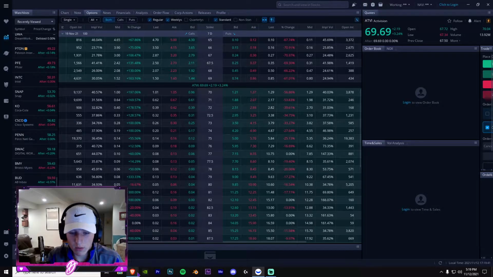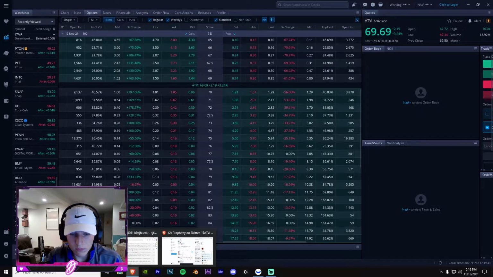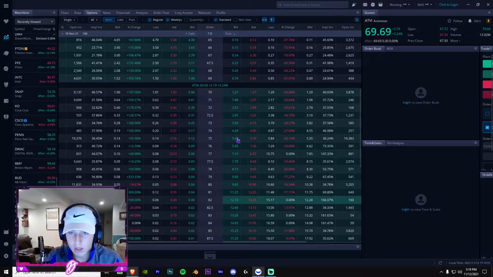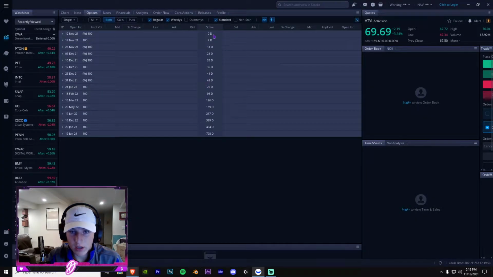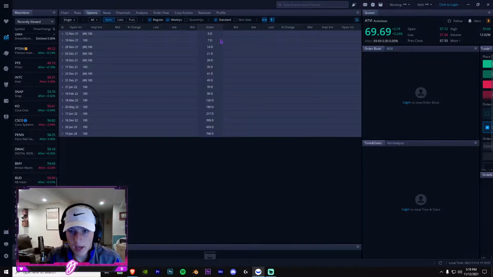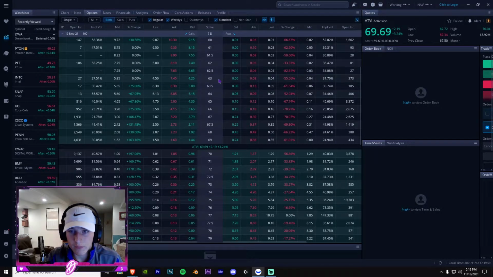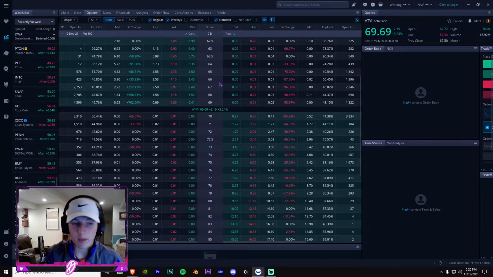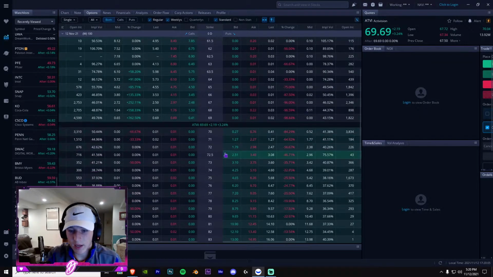If we go back to this call, he's alerting ATVI 26 November 21st, and you need to know options expire every Friday. As you can see, all these expired today, and all these expired. You want to know in the money and out of the money. This is in the money, and then we see this black band that separates all this. This is out of the money.